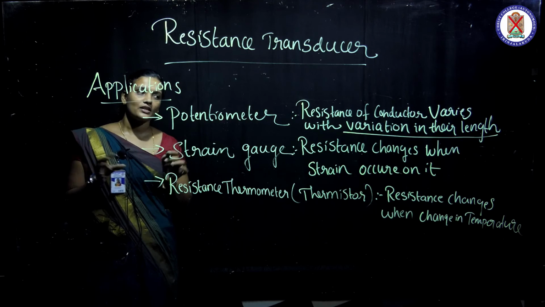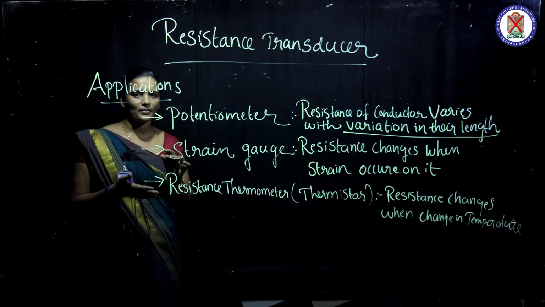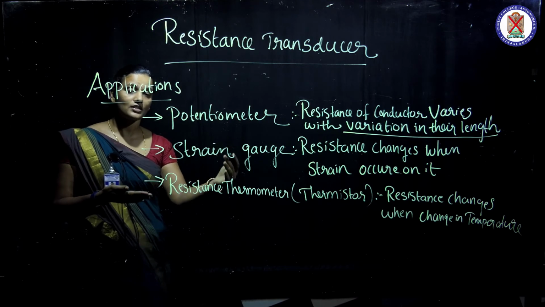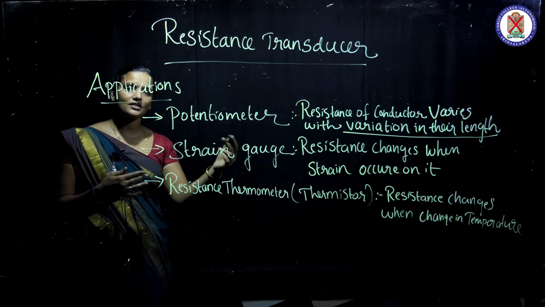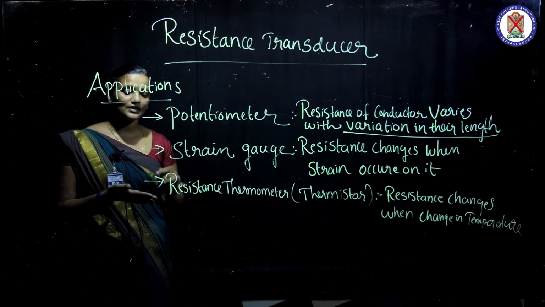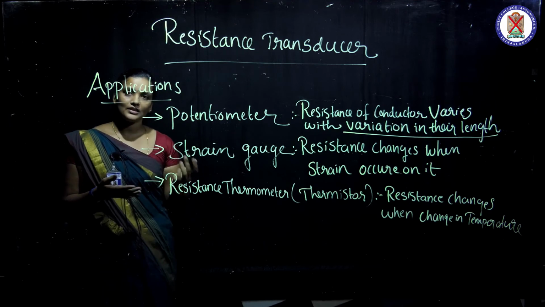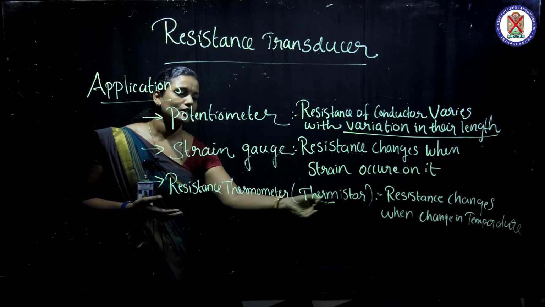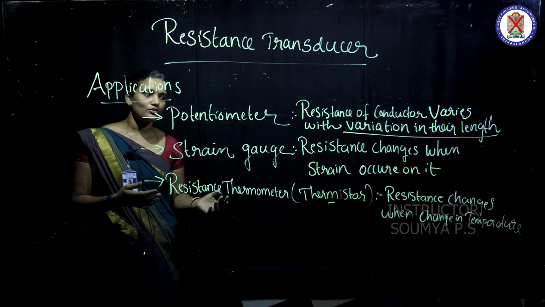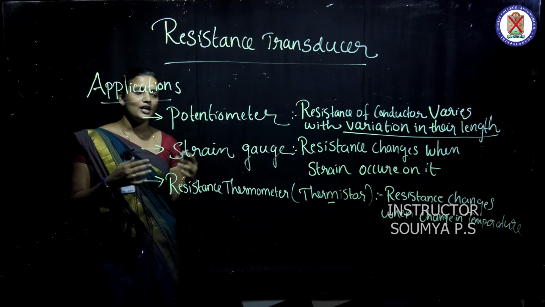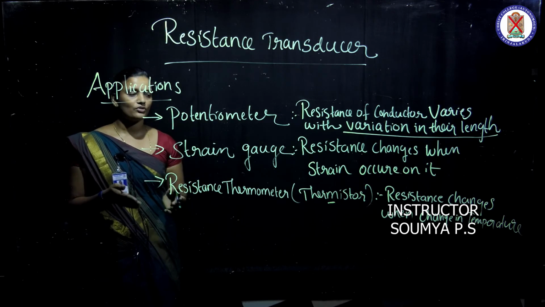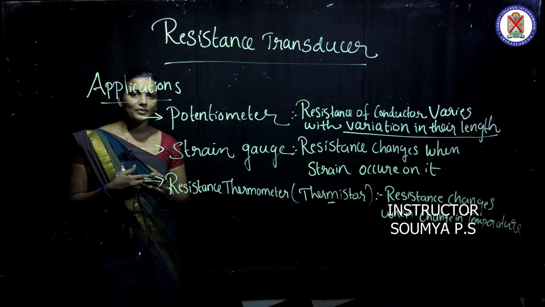Next is the strain gauge. A strain gauge is mainly used to measure strain applied on a material. Whenever strain is applied on the material, this transducer changes its resistance value. By measuring this resistance value, we can identify how much pressure or strain we have applied on the material. The next one is the resistance thermometer or thermistor. As the name suggests, it is mainly used to measure temperature. When the temperature varies, the resistance of the material also changes. By measuring this resistance change, we can understand how much temperature is there. So if I would like to measure the room temperature, this thermistor can be used.